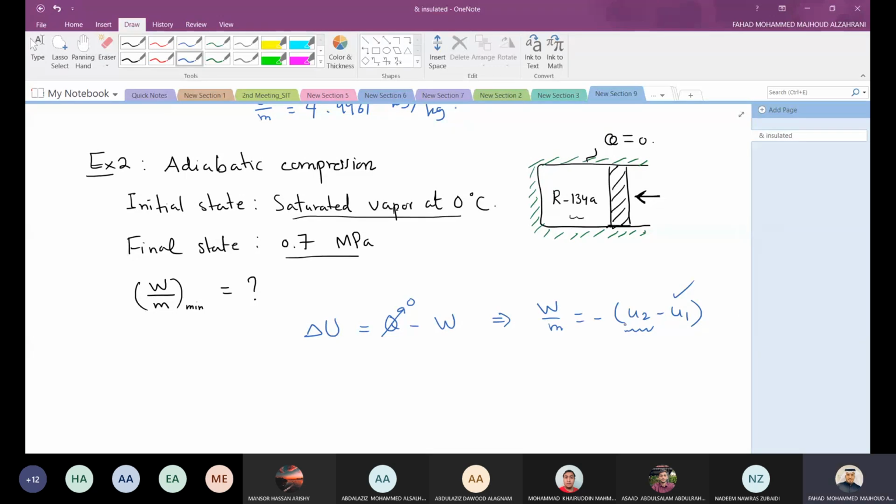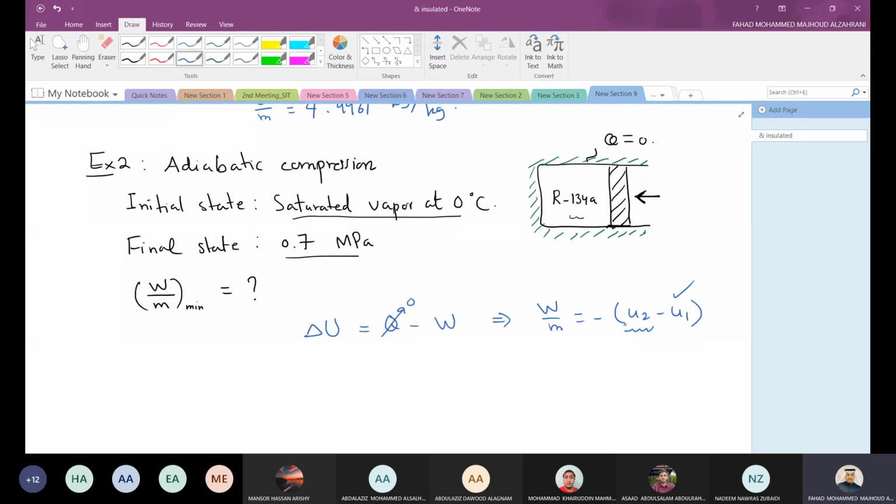U2 is a property, so I need at least two independent properties to find U2. Should it be compressed liquid? I don't know. I have only one pressure. I have one pressure, and I need the second property. Right, I need a second property.